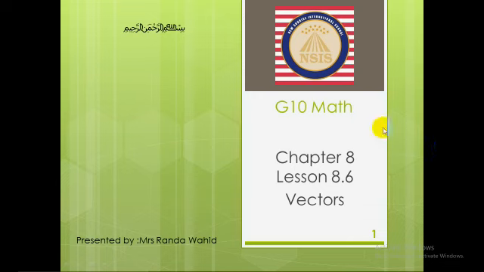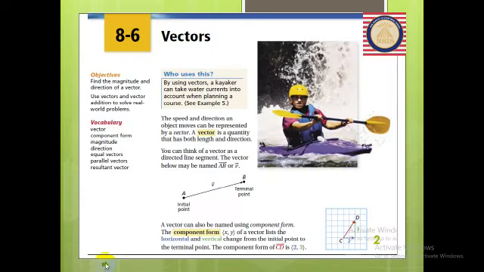Today we're going to continue our lessons, and from lesson 8.6 we're going to start our fourth quarter. Today we're going to take chapter 8, lesson 8.6, vectors. And of course you will have lessons every Sunday, Tuesday and Thursday. You are going to have new videos for the lessons till we finish the fourth quarter. Today's lesson is about vectors.